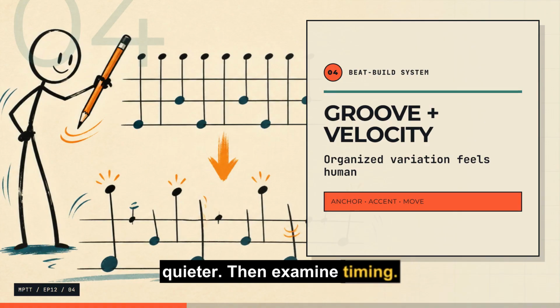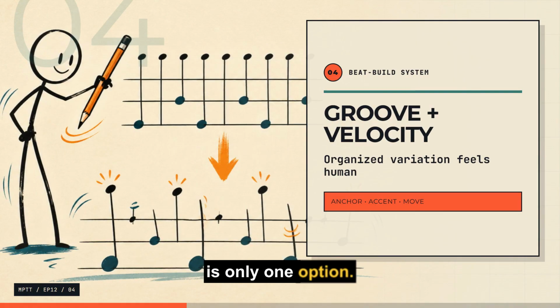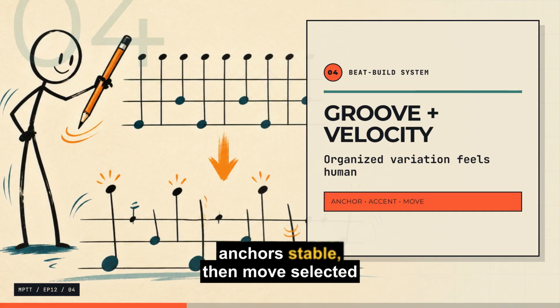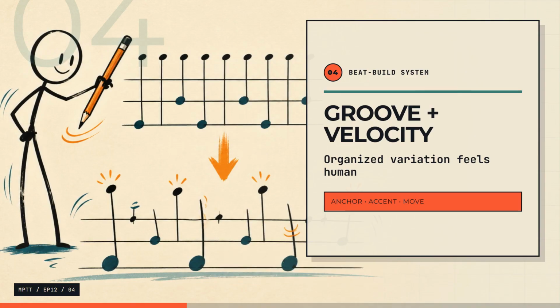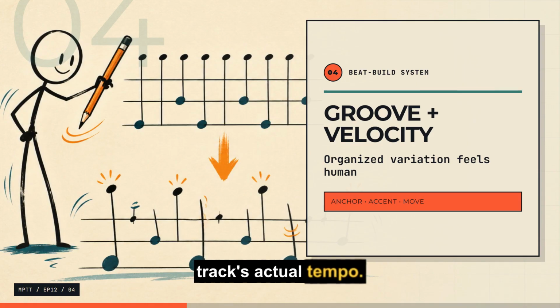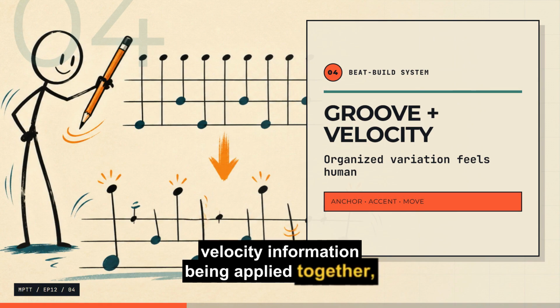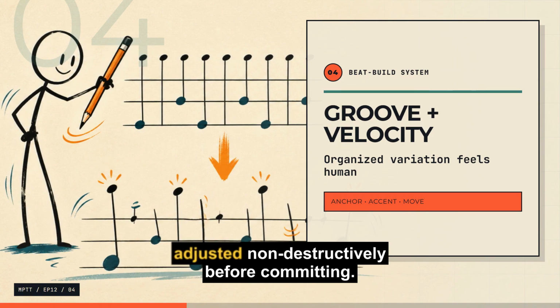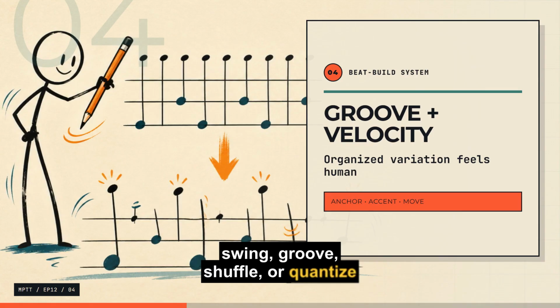Then examine timing. Quantization can align notes to a rhythmic grid, but 100% correction is only one option. Keep the kick and snare anchors stable, then move selected hats or percussion a little earlier or later. Use your ears at the track's actual tempo. Ableton's groove system is a documented example of timing and velocity information being applied together, and its amount can be adjusted non-destructively before committing. Your DAW may call this swing, groove, shuffle, or quantize strength.